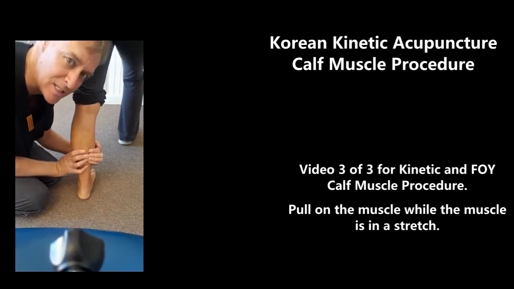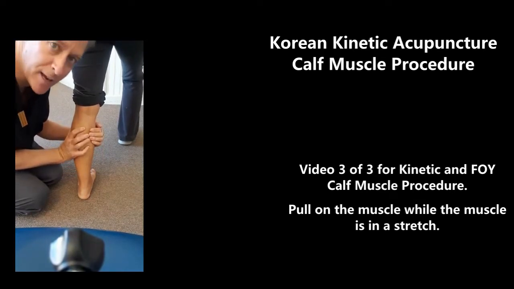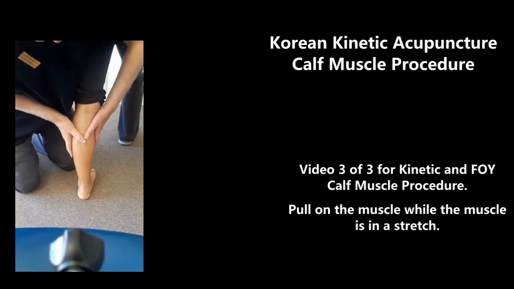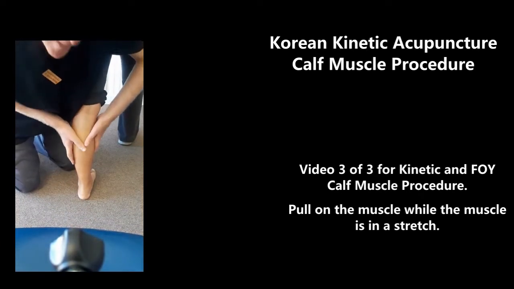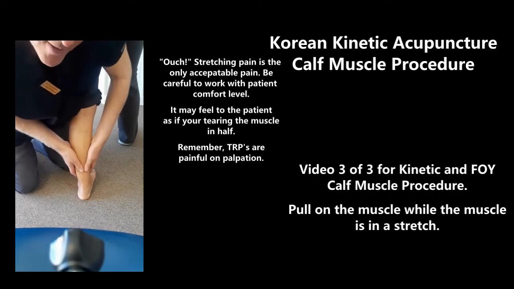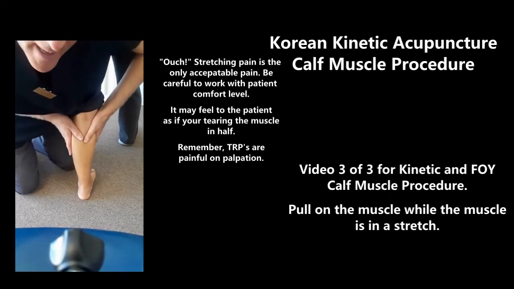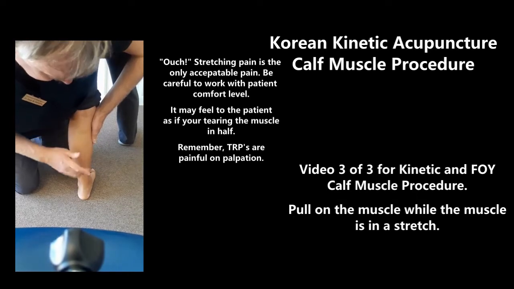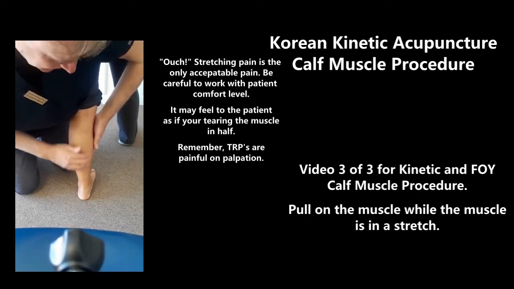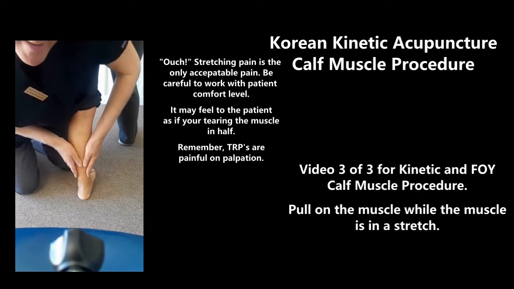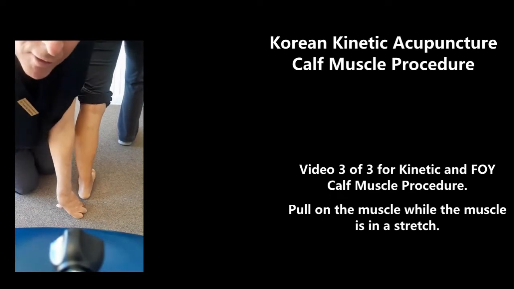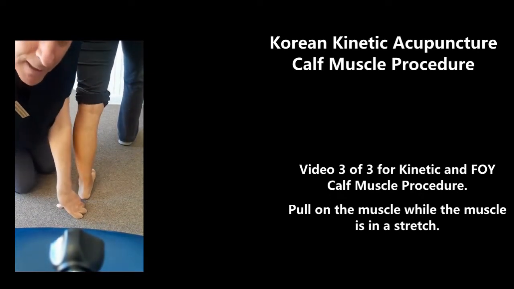Now you can position yourself. What I find the best way to position yourself is to go from above, and then you can use your body weight to pull down the hands. Can you feel that stretching there? Yeah, ouch. Okay, and you just walk your hands down, especially the medial side of the calf muscle. So you're just pulling on the muscle while it's in a stretch, and you just walk down. So this is the last thing we do with the patient after performing the Korean kinetic acupuncture techniques.